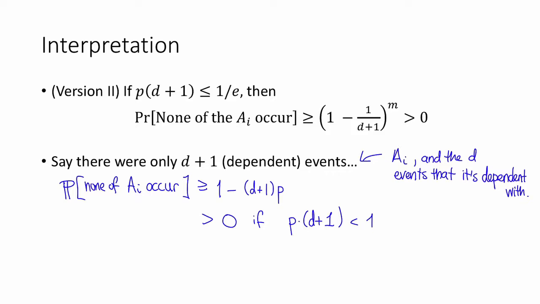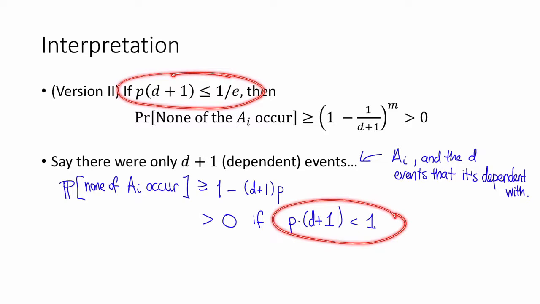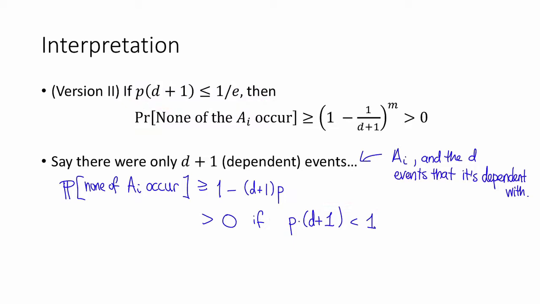So what we're seeing here with this hypothesis is that we've really just taken a hit of a factor of 1 over e relative to what this union bound would give. And in exchange, what we've gotten is the ability to generalize beyond just d plus 1 events. We have these d plus 1 dependent events, which are part of a much bigger system of events, possibly with a very complicated dependency structure. So that's pretty cool.